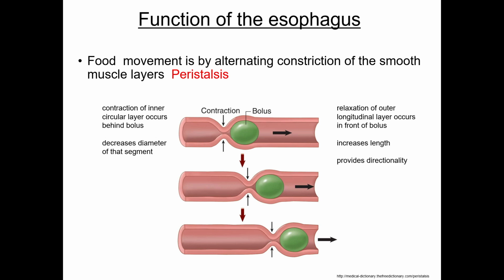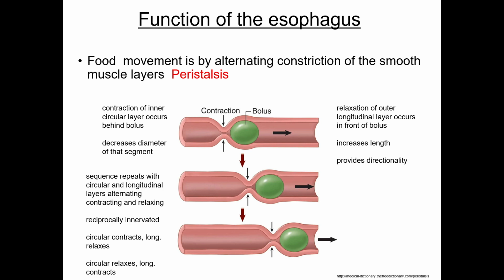The contraction of the inner layer occurs behind the bolus, decreasing the lumen, and at the same time the outer layer is relaxing in front of the bolus, increasing the length so that the bolus moves forward. This sequence repeats with the layers alternating, contracting, and relaxing. The longitudinal layer provides the directionality so that the bolus always moves forward.